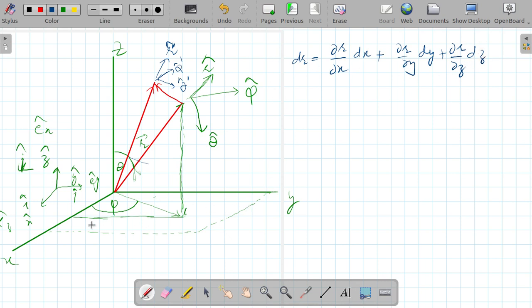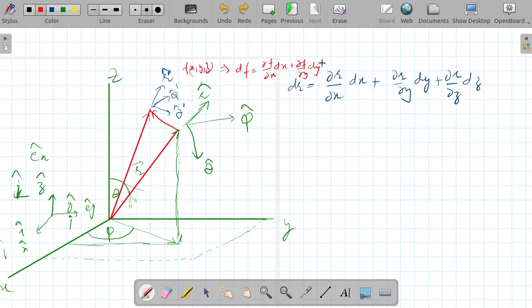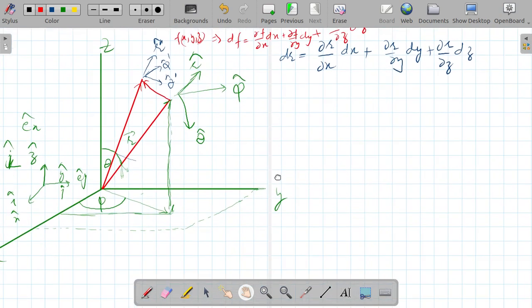The formula which we have used here, let me write down that. If we are having a function depending upon x, y, and z, then differential of this function can be written as curly f over curly x into dx, curly f over curly y dy, and curly f over curly z and dz. That's what we have to use here, right? So now this is dr.